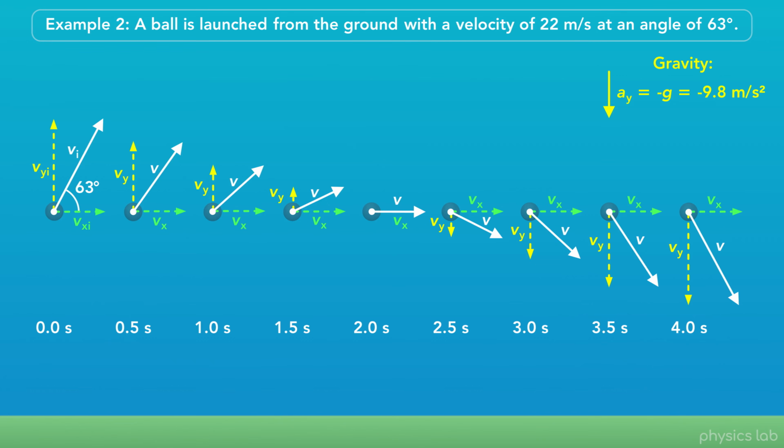If we line up the vectors at each time, we get a different view of how the velocity vector is changing. The x velocity stays the same, but the y velocity starts pointing up, then gets shorter until it's 0. Then it flips and gets longer in the negative direction. So the vector changes length and it rotates.